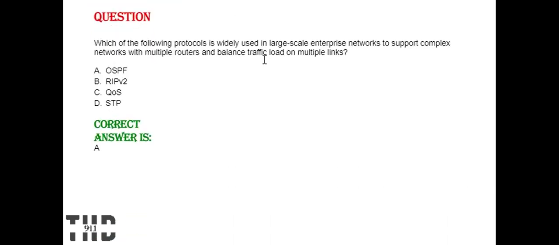Which of the following protocols is widely used in a large-scale enterprise network to support complex networks with multiple routers and balance traffic load on multiple links? Option A, OSPF. Option B, RIPv2. Option C, QoS. Option D, STP. Correct answer is option A.